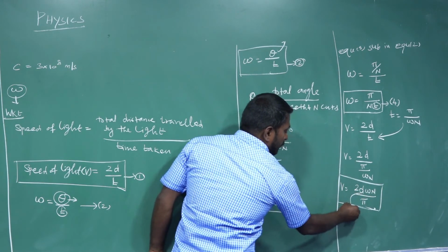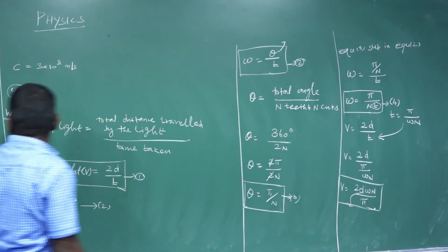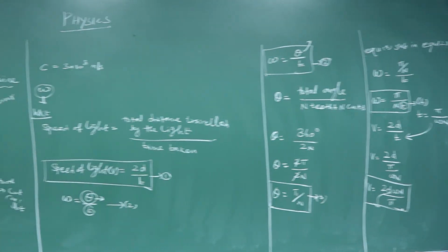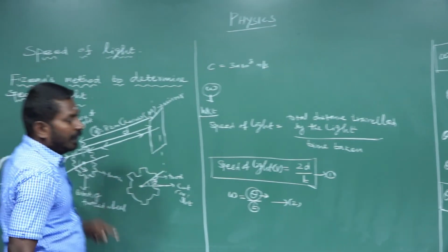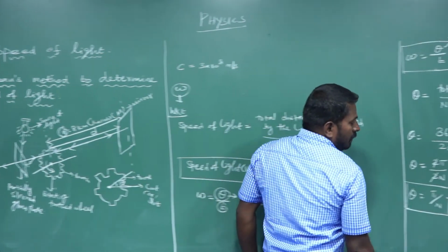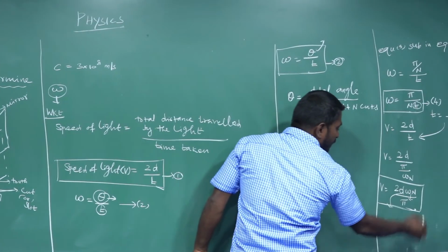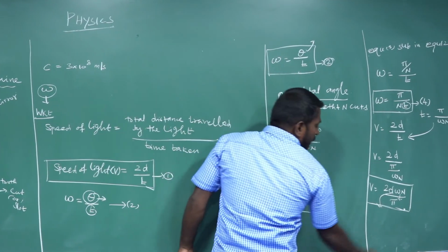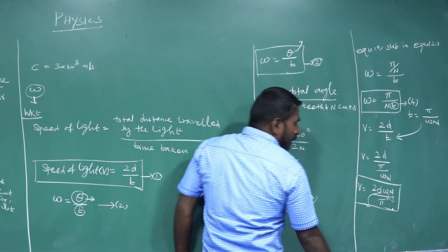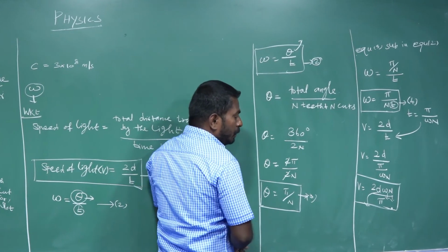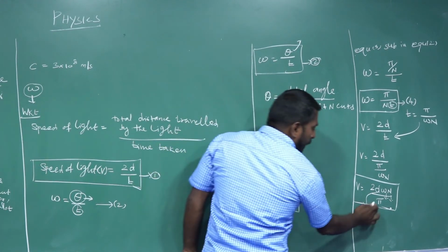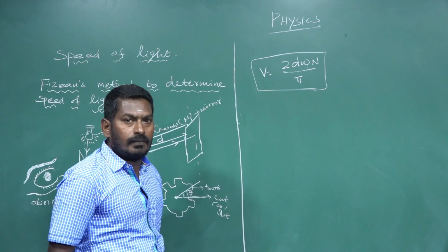Here d is the distance between the rotating toothed wheel and the perfectly reflecting mirror. Omega is the angular speed of the rotating toothed wheel. n is the number of cuts, which is equal to the number of teeth. Pi is a constant value.